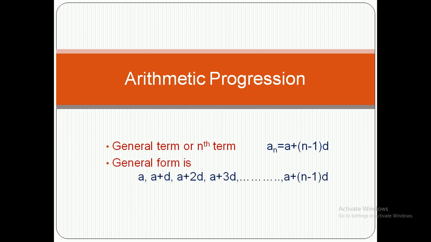So next, general form. All the APs are in this form only. A plus D, A plus 2D, A plus 3D, so on up to A plus n minus 1 into D. See how you got these two relationships that you learnt in the last video only, right? So A stands for the first term, A plus D second term, A plus 2D third term, A plus 3D fourth term, and it continues up to A plus n minus 1 into D. Now using these two, general term and general form, we will work out a few problems today.